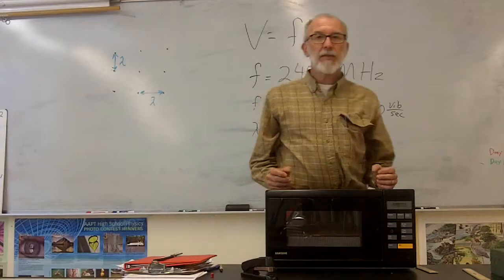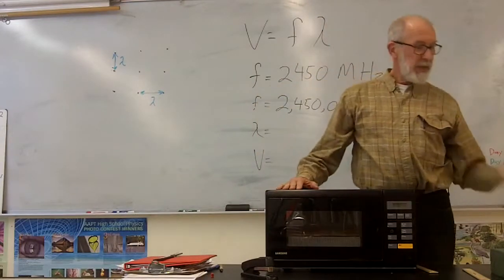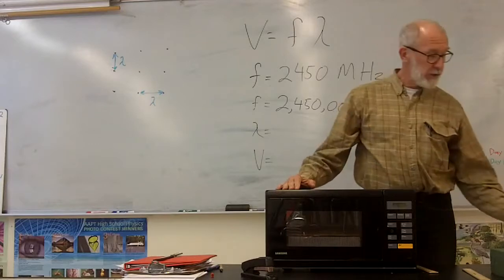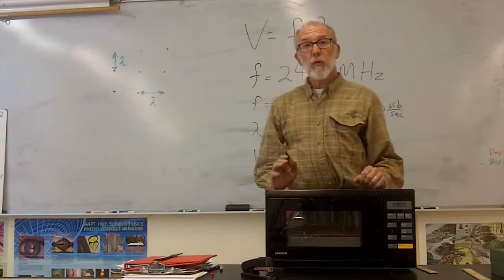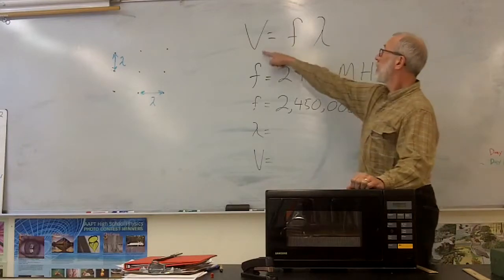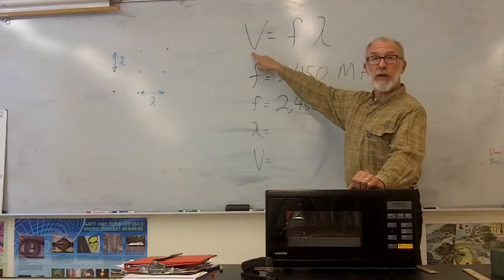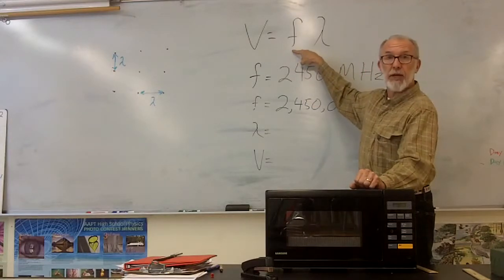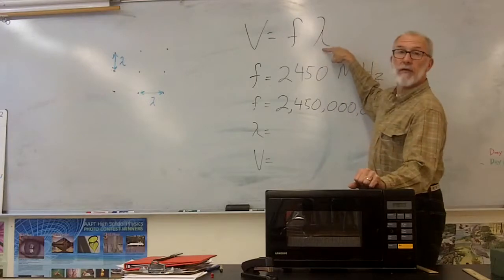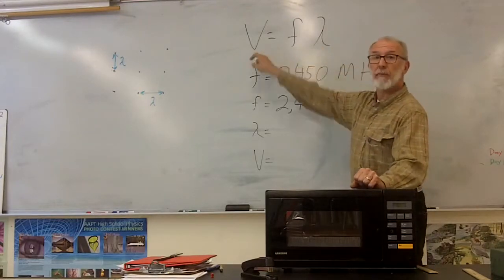So today's demo has to do with using a microwave oven and processed American cheese to calculate the speed of light. So for this wave unit, we only had one equation: V equals F lambda. The velocity of a wave equals the frequency of the wave, how many times per second, times the length of the wave. So length per second, meters per second.